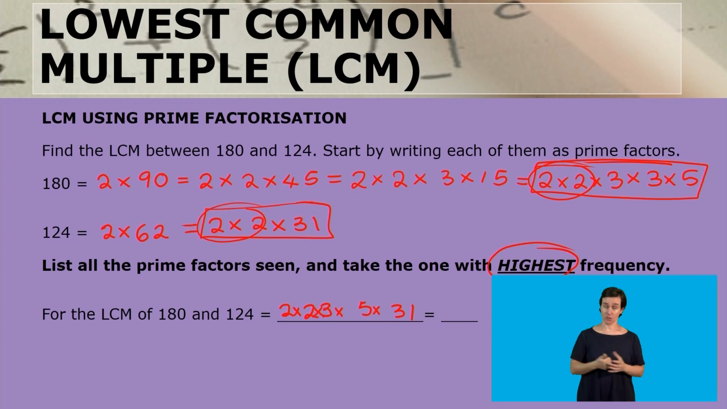And then we also have the 3's, and the highest frequency there is 2 of them. So we are going to multiply by 3 as well. There's only one 5, so we're only going to multiply it once, and there's only one 31, so we're only going to multiply that once. When you punch that all into your calculator, that is going to give you an answer of 5,580. And that is the lowest common multiple for 180 and 124.